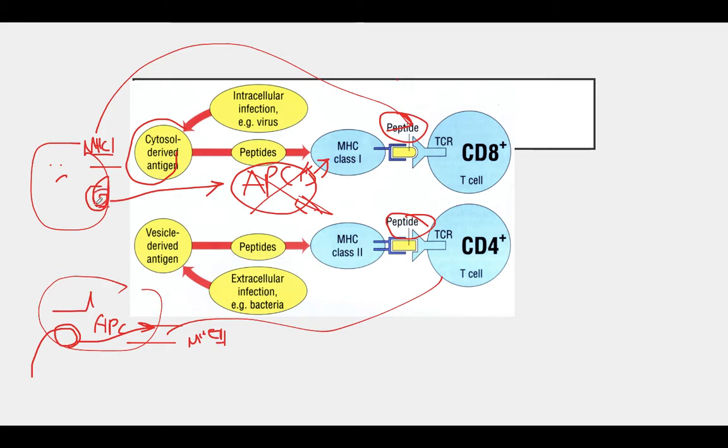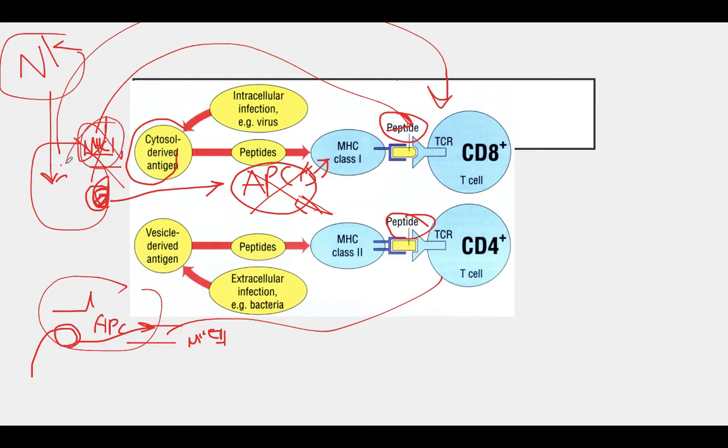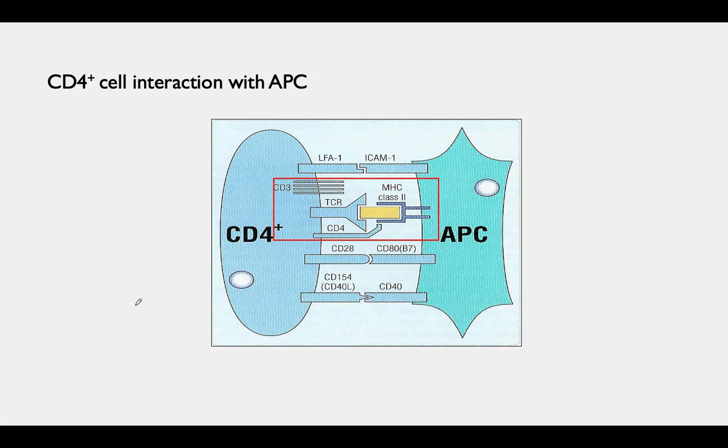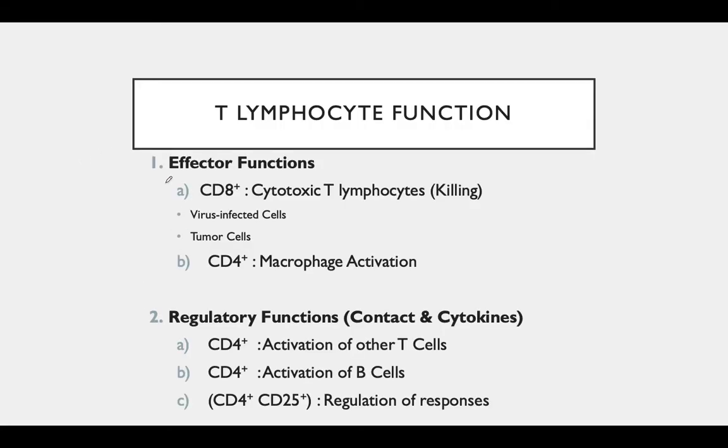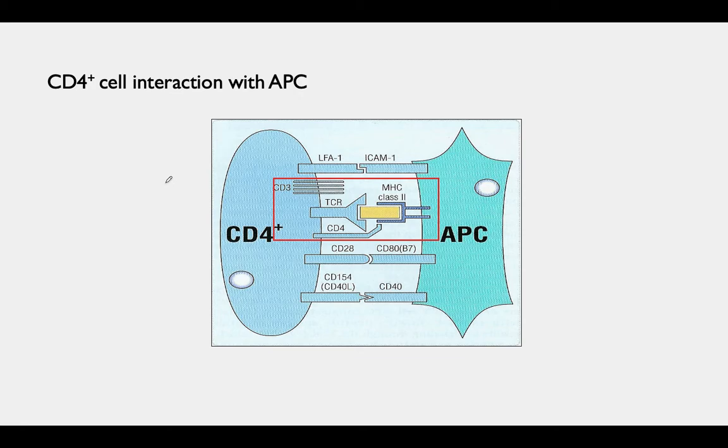Now let's say this viral infected cell doesn't present, because some of the viruses will suppress MHC1. So how will it know that it has a virus? Now the natural killer cell will perform the function. It will come and kill the cell that is not presenting MHC1. And this is the interaction between CD4 and antigen presenting cell.